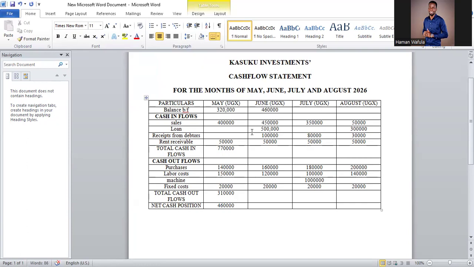The next month, we also add it to the other month that we have, the total cash inflows for June. So it's 460 plus 450, that is 910,000, plus 500,000 plus 100,000 plus 50,000. We get 1,560,000. So that's our total cash inflows here.